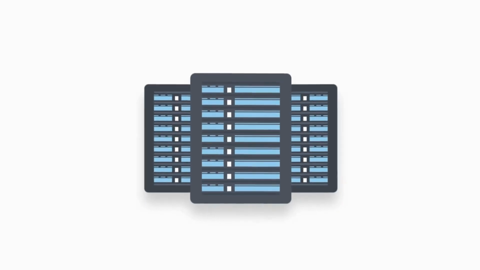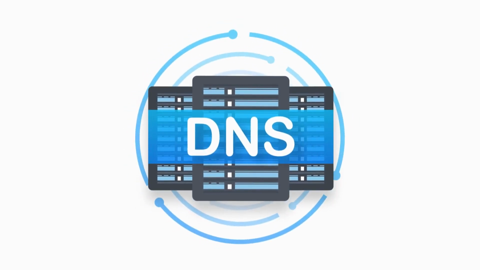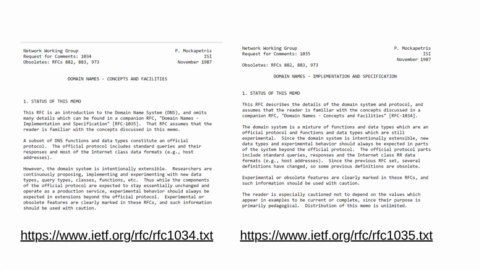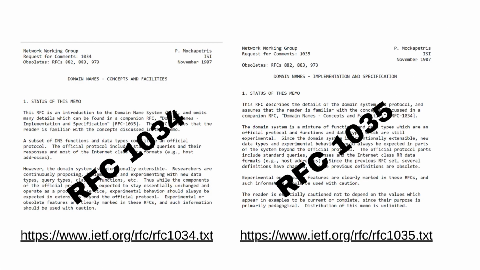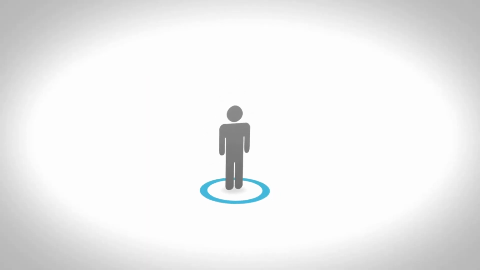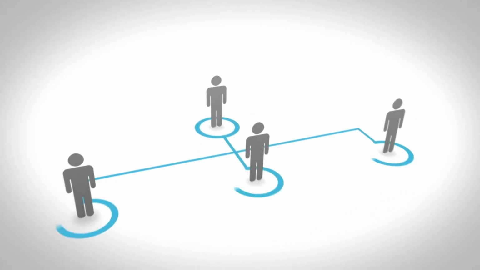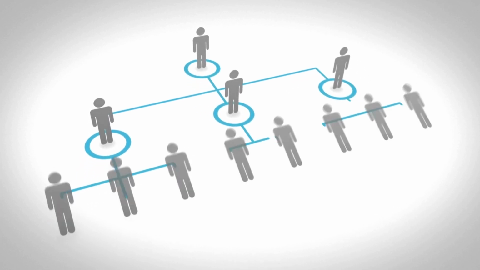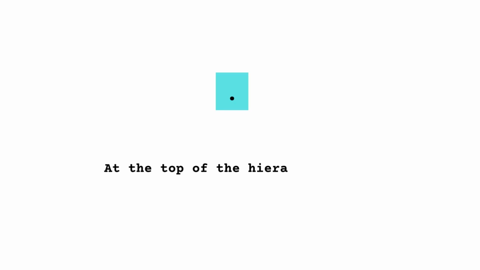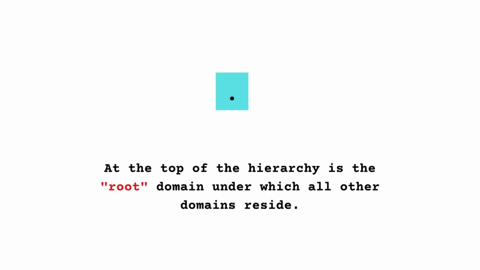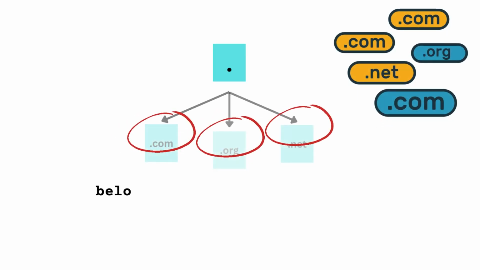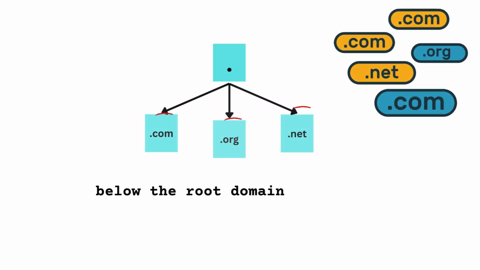The DNS was created to solve this problem by creating easy-to-remember domain names that map to IP addresses. It was documented in RFC 1034 and 1035. The domain name system is a hierarchical and distributed naming system for computers. At the top of the hierarchy is the root domain, under which all other domains reside. Below the root domain are top-level domains, which we call TLDs.